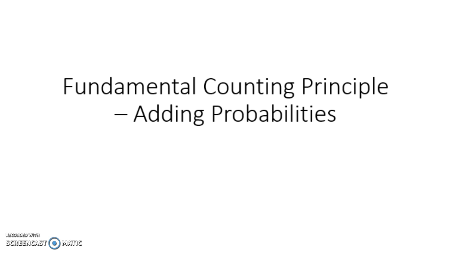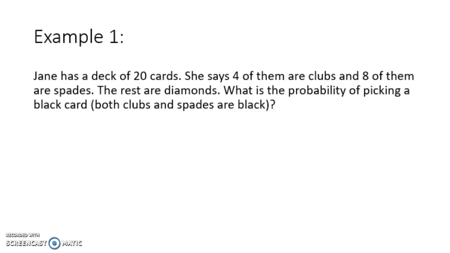First, I'm going to do an example and show you how to use the diagram. Let's read the problem. Jane has a deck of 20 cards. She says 4 of them are clubs and 8 of them are spades. The rest are diamonds. What is the probability of picking a black card? Both clubs and spades are black.